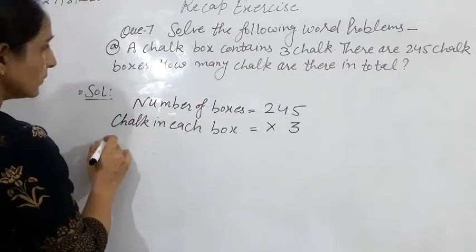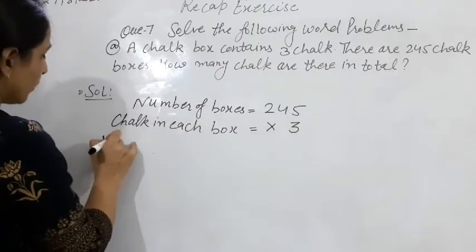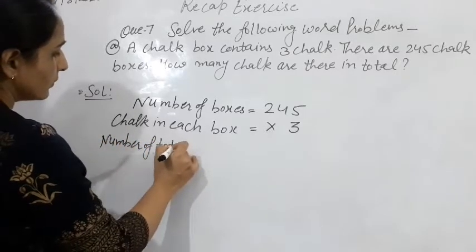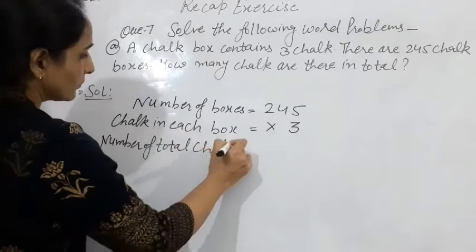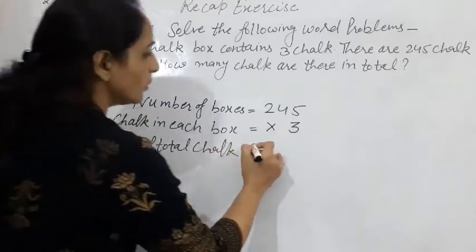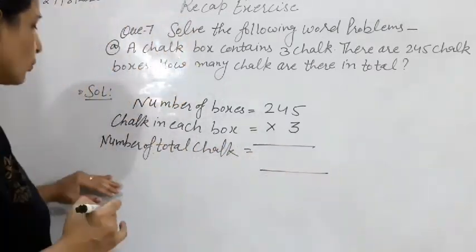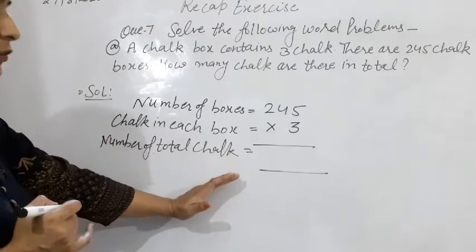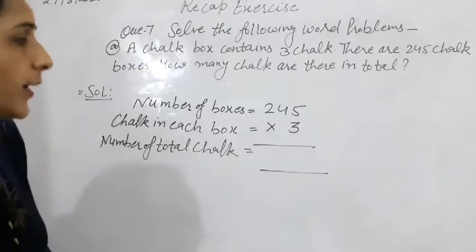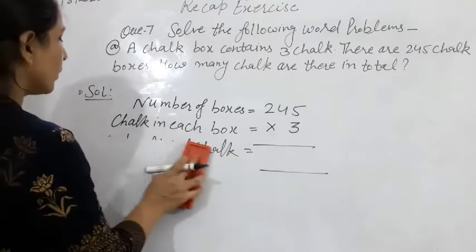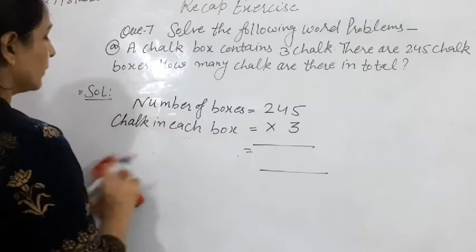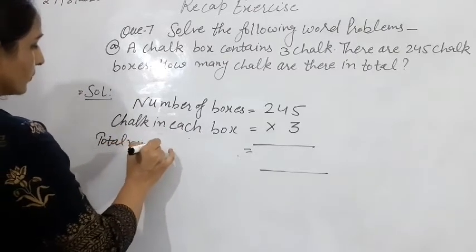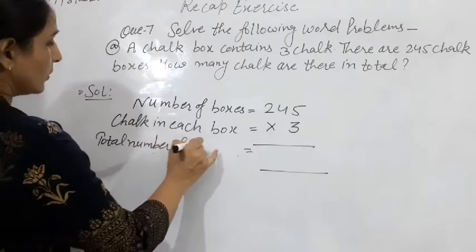So we write number of total chalk. Clear? And you can write also the total number of chalks. Both you can write. You can write also that then total number of the chalks. Total number of chalks.